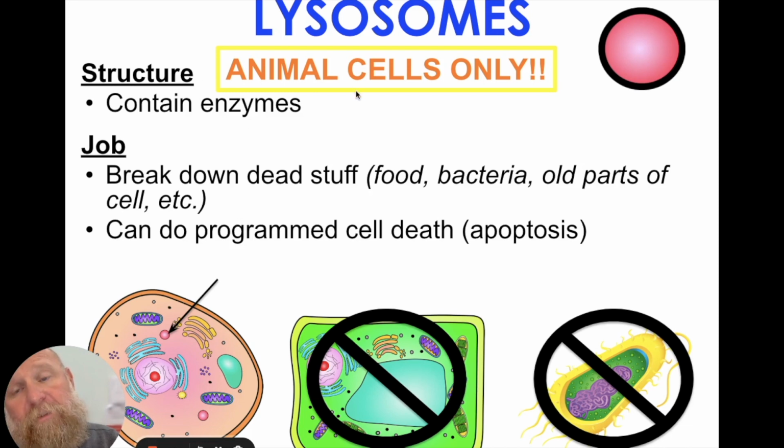So lysosomes, summary: they contain enzymes that break things down, dead stuff, food, bacteria, old parts of the cell, and then they make that available for release. So they get rid of the bad things, lysosomes. Hopefully that helps.